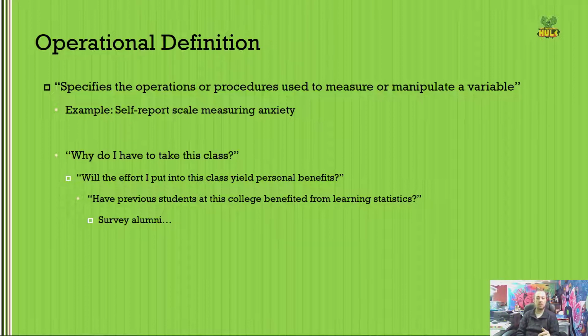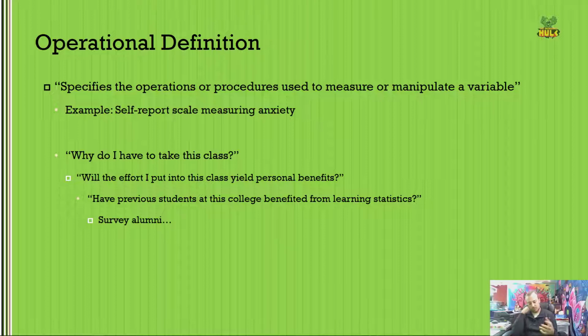Another way might be to define anxiety as a self-report measure and simply say, how anxious are you feeling right now on a scale of 1 to 100? Give us an indication of where you fall in terms of your overall degree of anxiety.